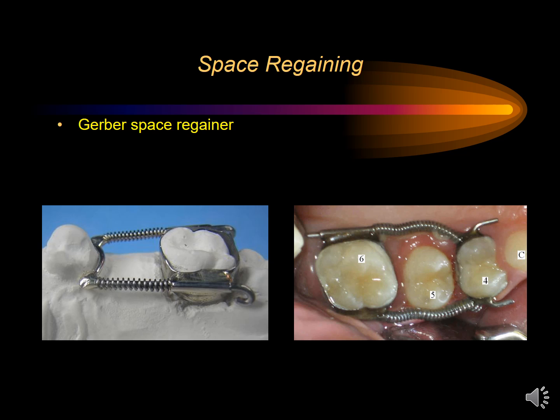Now, space regaining can be done using a Gerber space regainer. This appliance has a band cemented on a molar tooth, and it has a loop fashioned that goes to the adjacent teeth in the space area. It has an open coil which can be compressed to activate the appliance, and this will drive the canine distally.